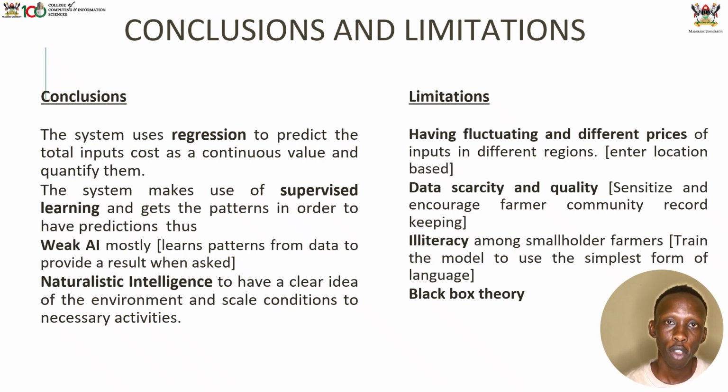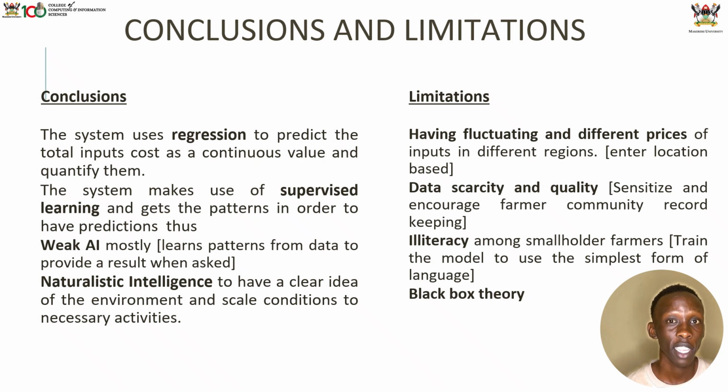So along the work, we found some limitations and challenges. Some of them were fluctuating and different prices per region. So how are we going to have the model understand this? We're going to give it regional based data. So in central Uganda, we shall know fertilizer is at this price, the soil needs this. So the model will try to understand basically where you are.